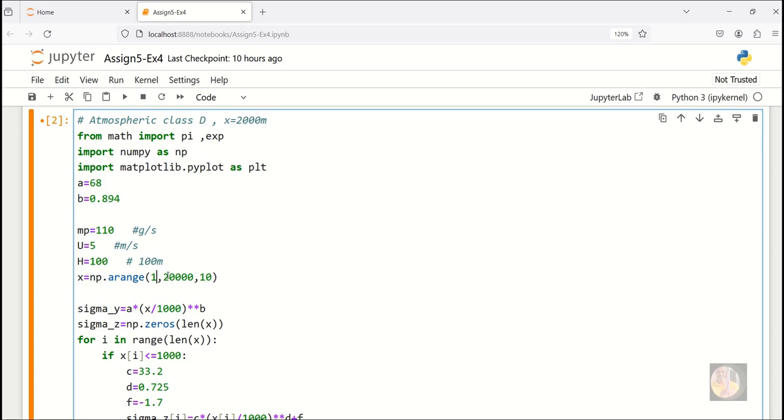I'm starting from 1 meter to 20 kilometers, just to see the distribution along the x-axis, with an x step of every 10 meters. So this is my vector x. Sigma y is a x exponent b, but x should be in kilometers, so that's why I'm dividing by 1000.